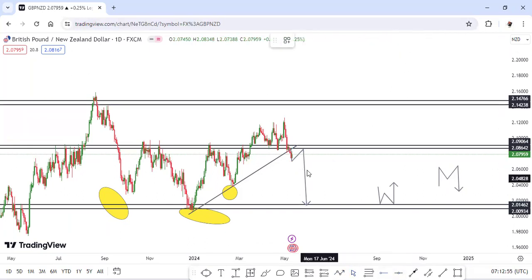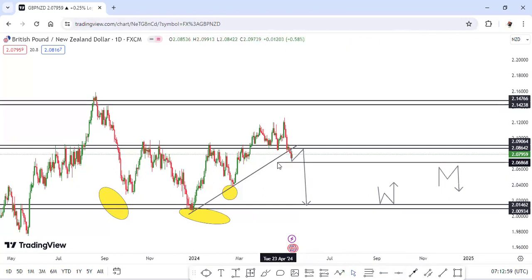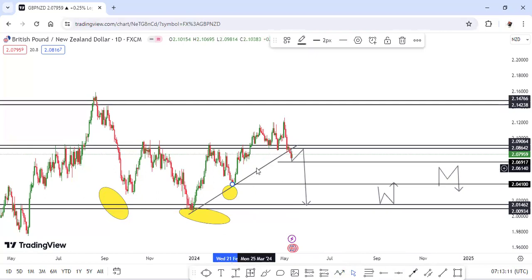If this guy can take off this particular zone now, this is where I will now be interested to sell. My first target will be somewhere here. I will close 50% out of here. 50% of my trade will be taken out from here. For example, if I use 0.20, 0.10 will be taken out from here, and the remaining 0.10 will close here if the market plays out.